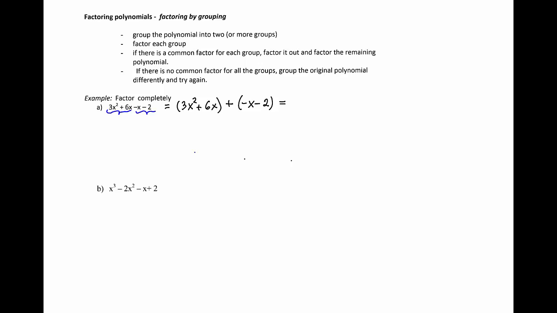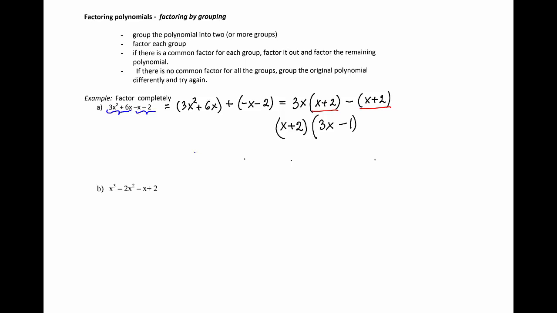From the first group we can factor 3x, and what will remain is x plus 2. From the second group we'll factor out negative 1 and we'll get x plus 2. So those groups factored, as you can see, yield the same factor x plus 2. So we'll factor it out, so we'll have x plus 2 outside, and then what remains from the first group is 3x, and from the second group negative 1, and that's the factorization of that given polynomial.